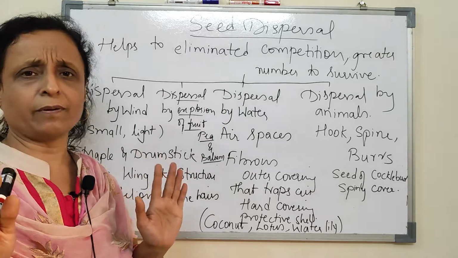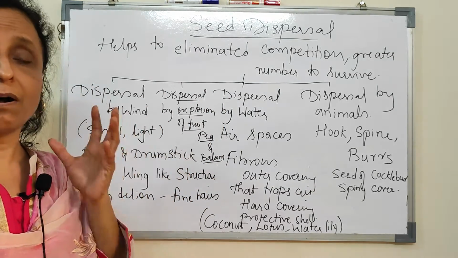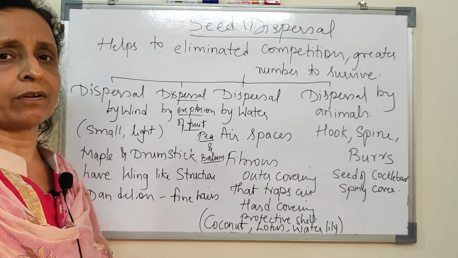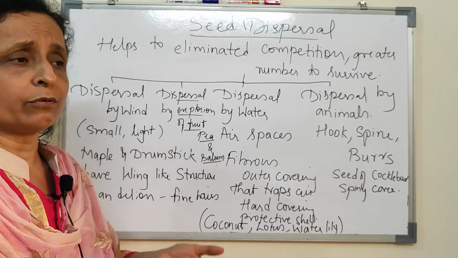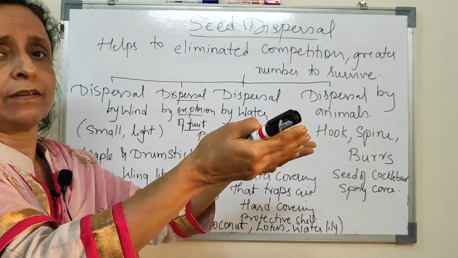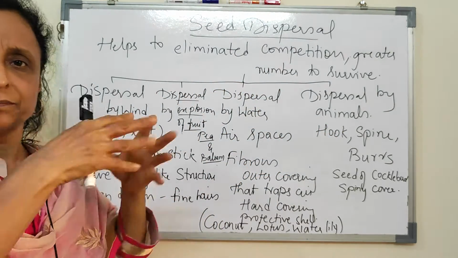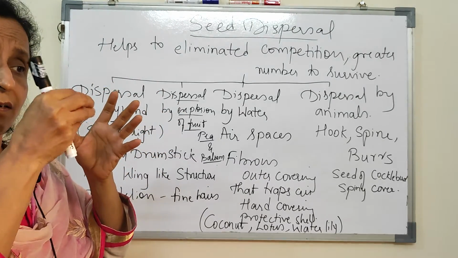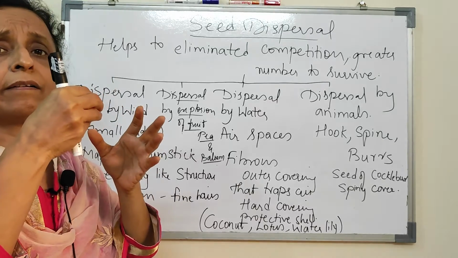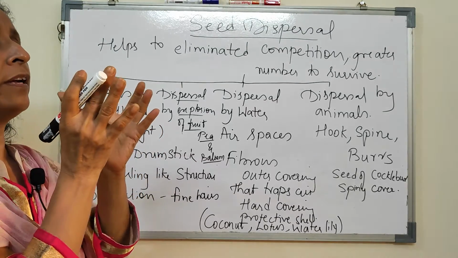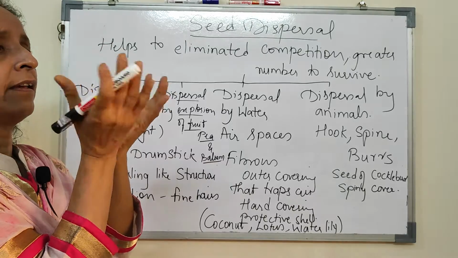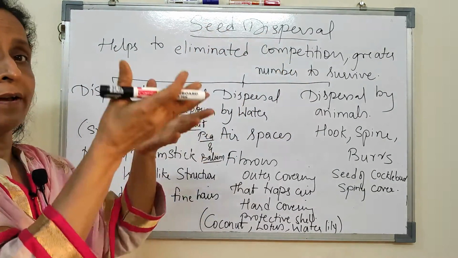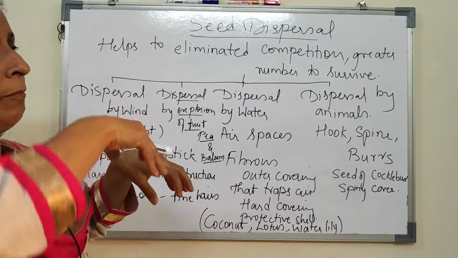Then there are many water plants. You have seen coconut. So hard it is, so protective it is. It has to survive in water, but still float in water to go to other places. So it has got fibers on it. The fibers will have space, and that space will have air. So what is it going to do? Have air in the fibers, which will help it float in the water. So that's an adaptation to go from one place to another.